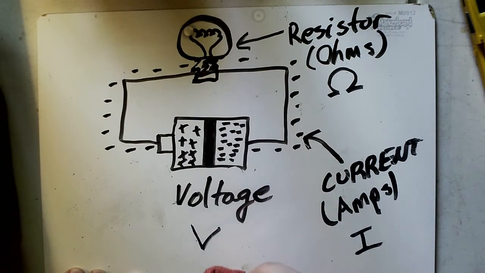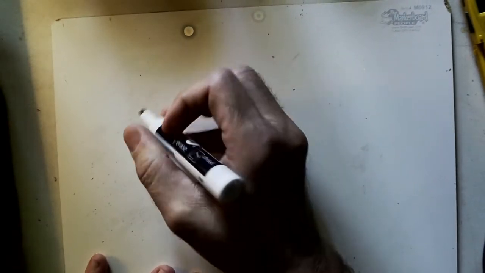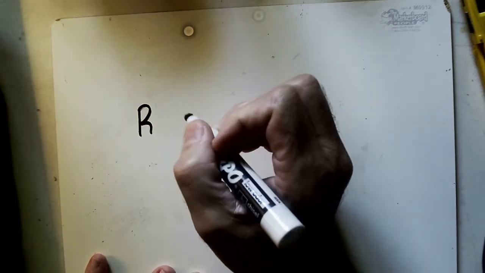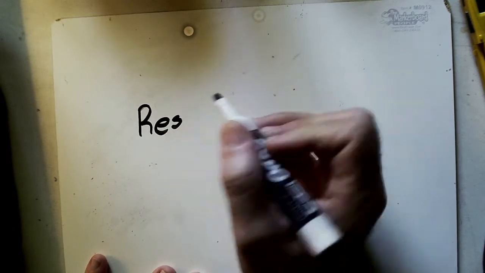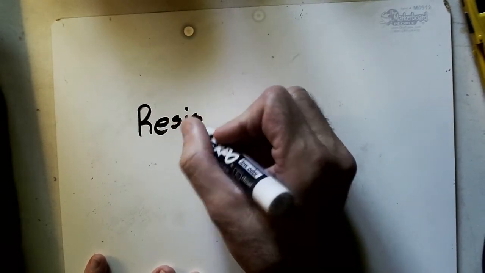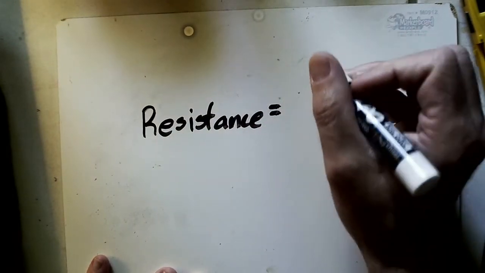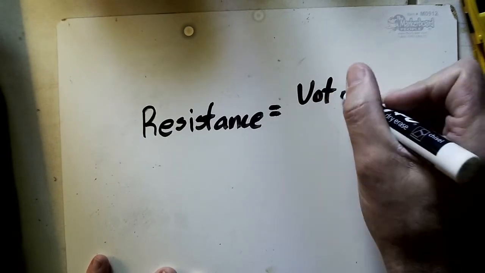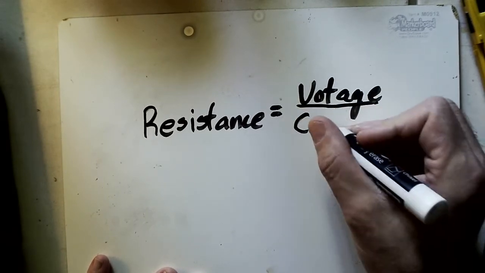And what we use is what's called Ohm's law. Okay, and this is Ohm's law. Let me do something real quick. Resistance, and you can put this in your notes because the equation is not in your notes. This is what I would have done on the board in class. Resistance equals the voltage divided by the current.